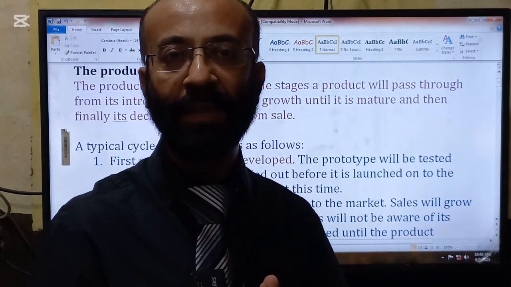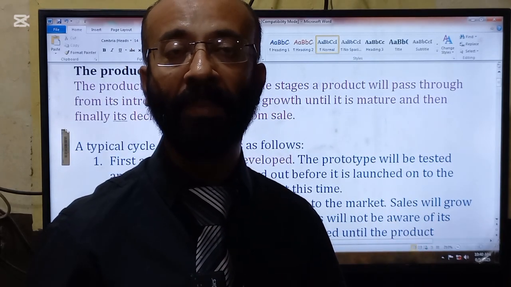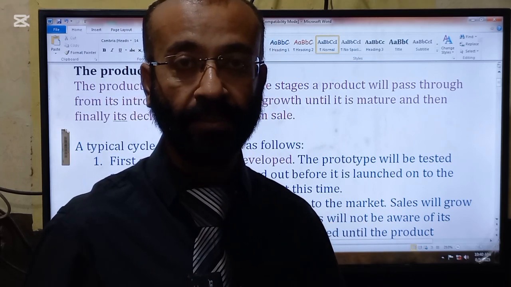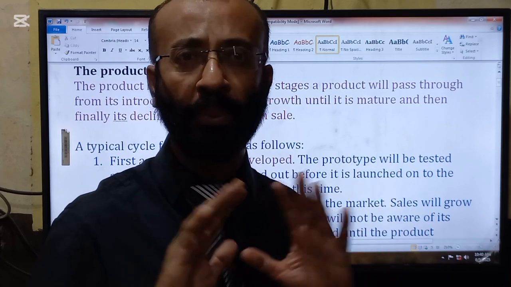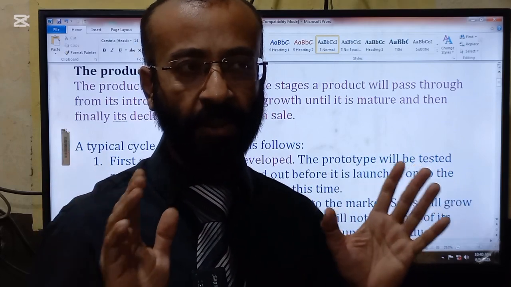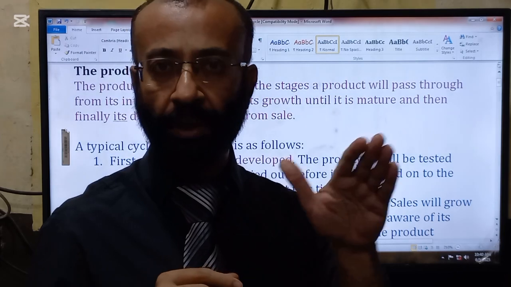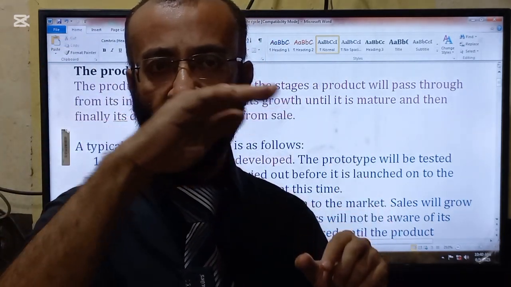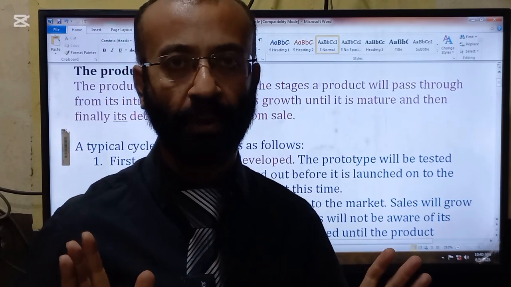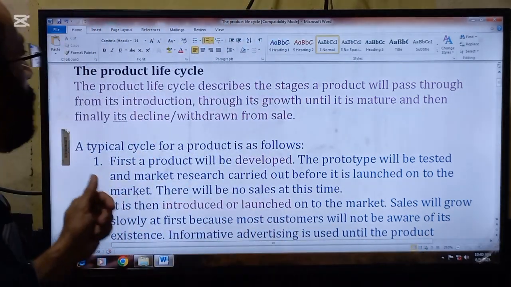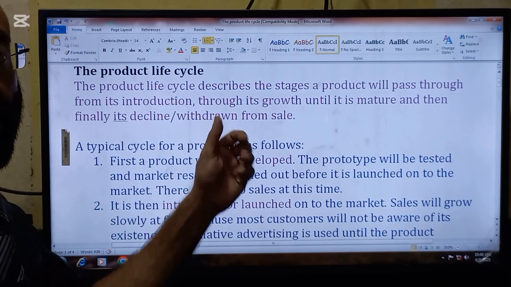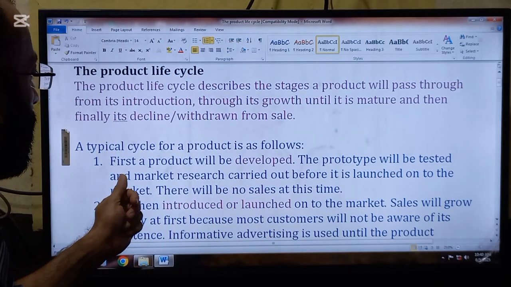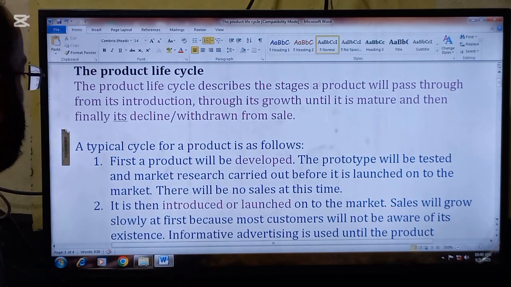For example, one example in Pakistan: a very popular brand of ice cream was there in our childhood, that was Polka ice cream. Once we have seen the boom of that product. At one time that was introduced, then growth, then maturity, like boom, then decline, and finally that was withdrawn from the market. So this is actually called the product life cycle of any product. A typical life cycle for a product is as follows.